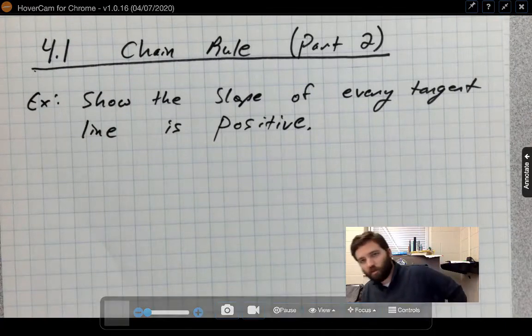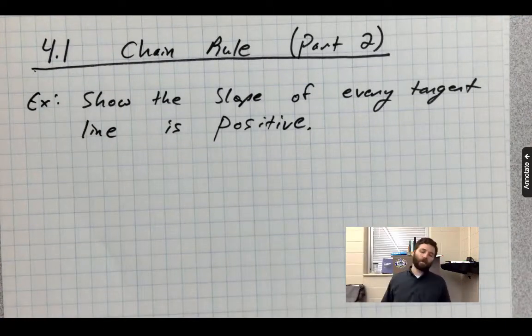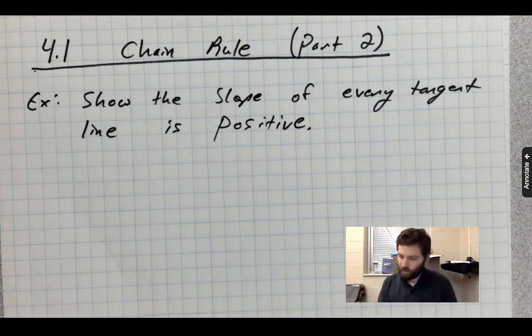4.1, chain rule part 2. So we're continuing talking about the chain rule, and we're going to look at one type of example here, two different variations of it. So let's just get started.